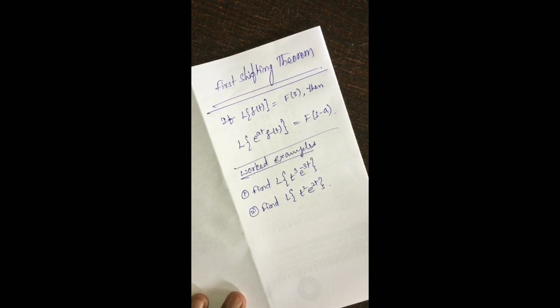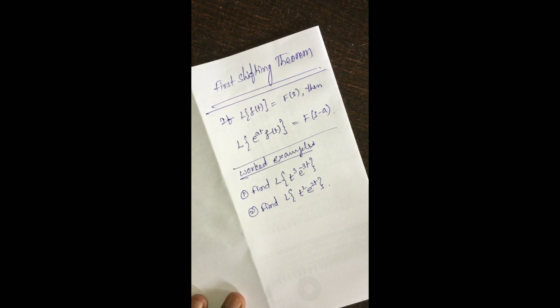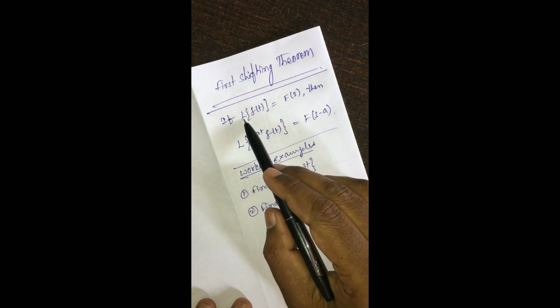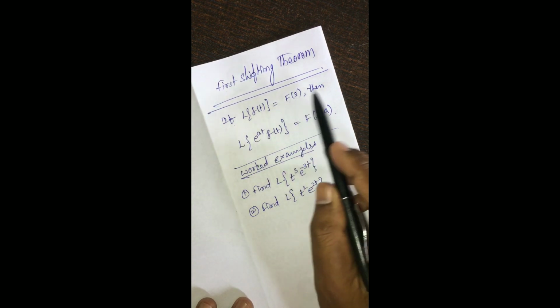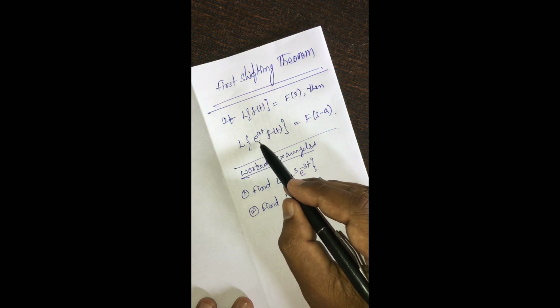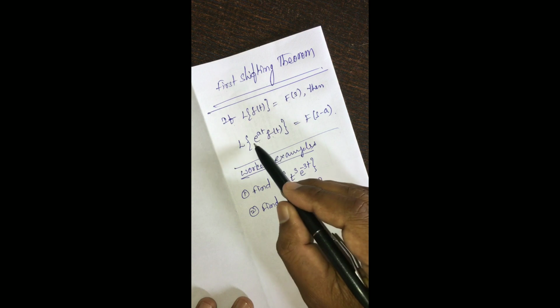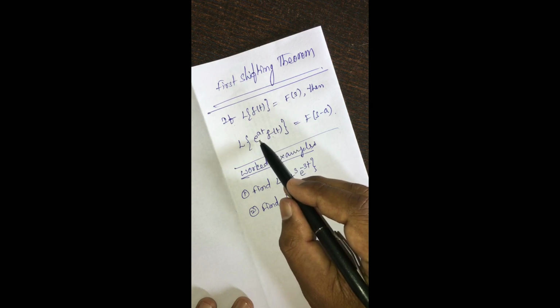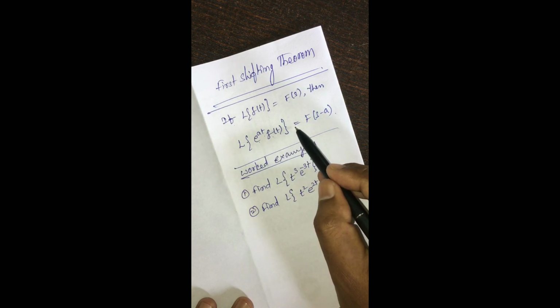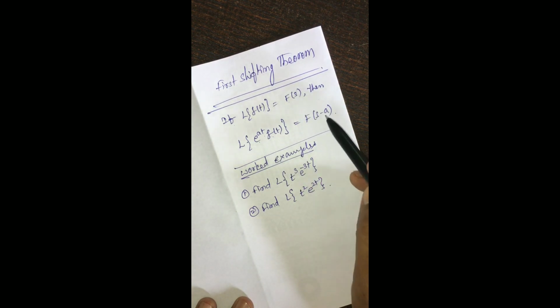Now the first shifting theorem in Laplace transform. In the first shifting theorem in Laplace transform, if Laplace transform of f of t is f of s, then Laplace transform of exponential function of f of t, that means f of t ki product e to the power of at ga unte first shifting theorem prakaram Laplace transform lo em rayochu direct ga s place lo s minus a ani rastaru.